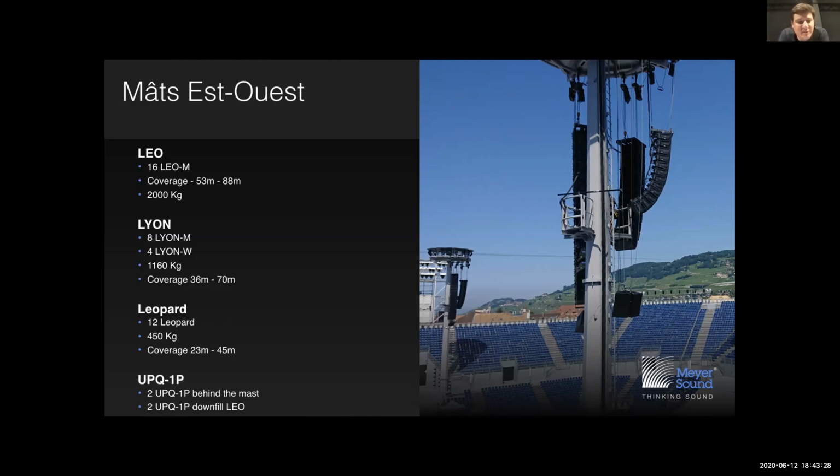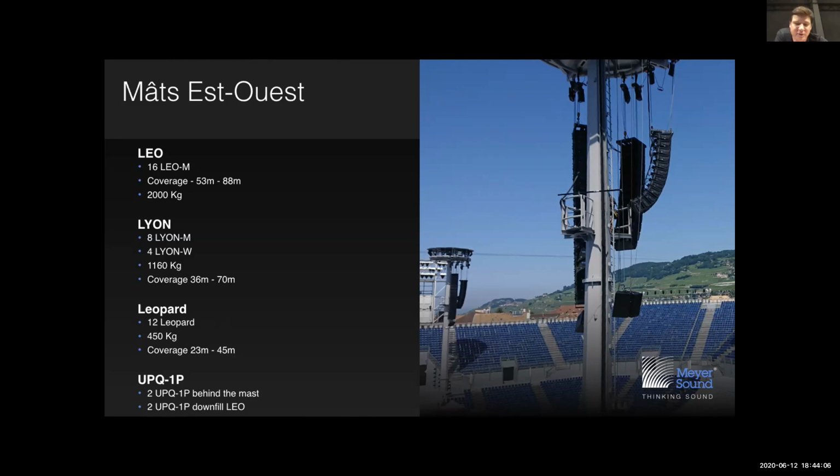So 8 Lions M, 4 Lions W. Pay attention to the distance. We have 88 meters for the Leo, so it's much shorter than the 133 meters we had before. The Lions are covering 36 to 70 meters, and this is interesting because the ratio of this array is bigger than the one on the northern mast. On the northern mast, it was 46 to 70 meters, and this has actually increased. So now we have 36 to 70.